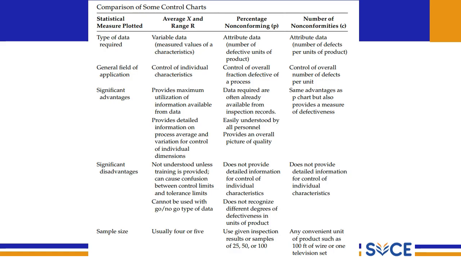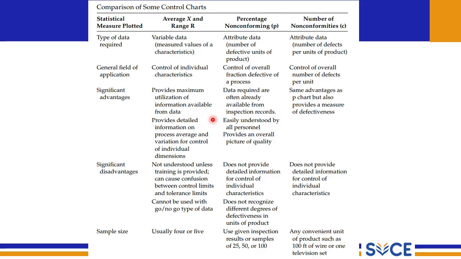And this is a basic comparison of different control charts. You can see here the statistical measure plotted, so the parameters are given here. In terms of the X bar R chart, P chart, and C chart, they are given by type of data required, like variable data. Here in the P and C chart, we can say attribute data because it comes under attribute. Okay. Field of application: control of individual characteristics, control of overall fraction of defective of process.